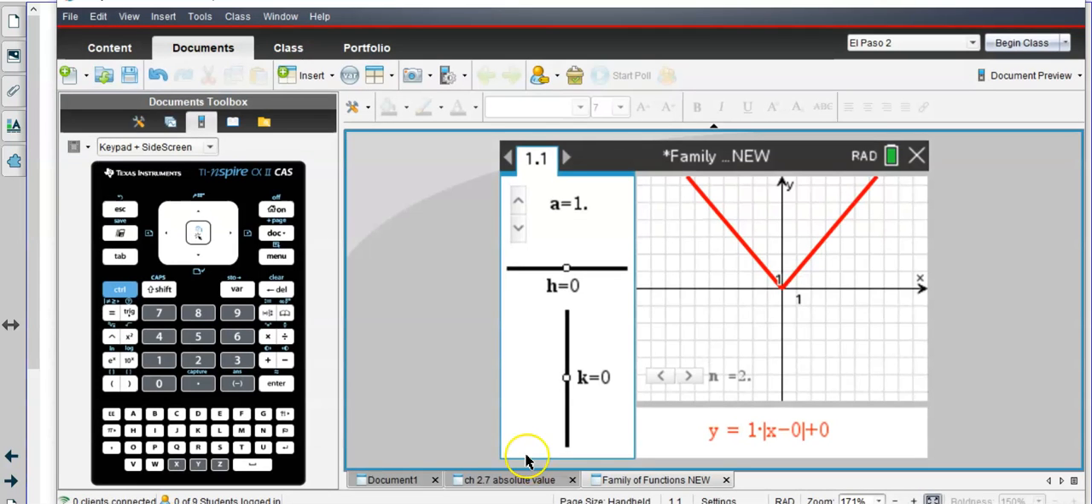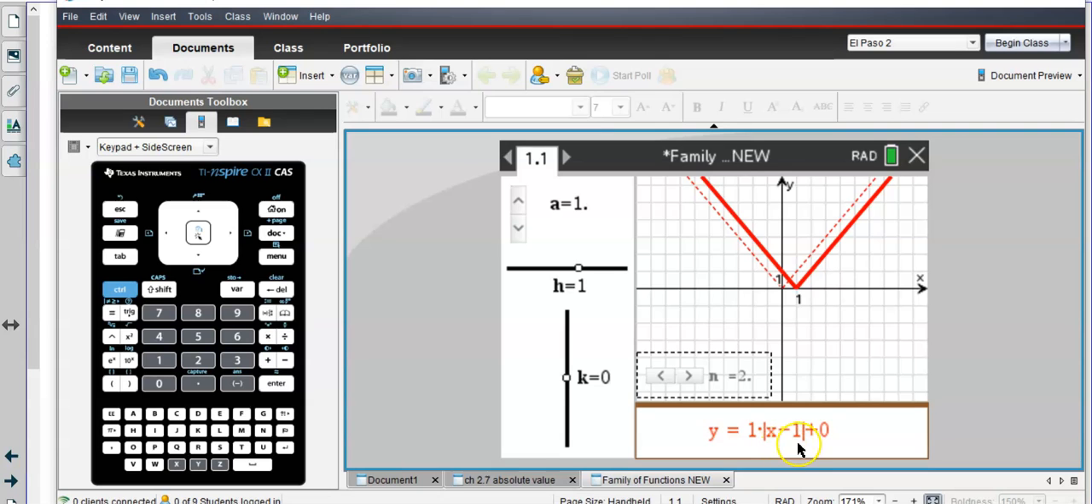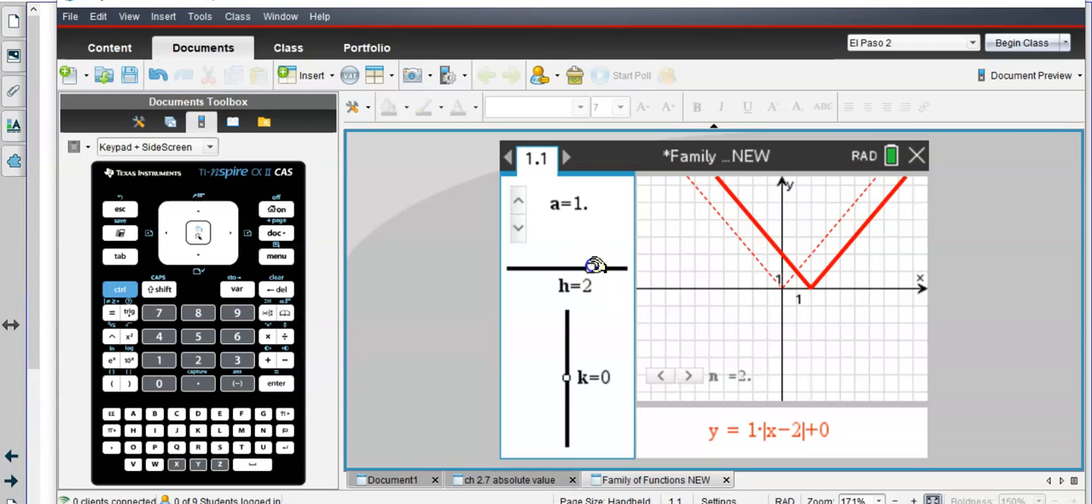Okay, let's go to the TNS file and see what this looks like. So this is the absolute value graph. This is the graph of y equals, this is written a little weird, 1 times the absolute value of x minus 0 plus 0. Now, if I change some of these values, if I change, say, h to 1, you'll notice the equation now says x minus 1, and it moved 1 to the right. If I change that to 2, now it moved 2 units to the right from the original, and it says absolute value of x minus 2.